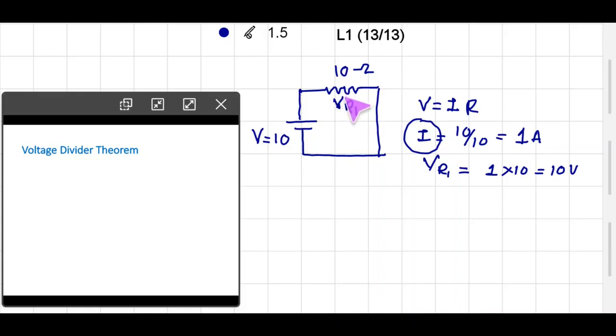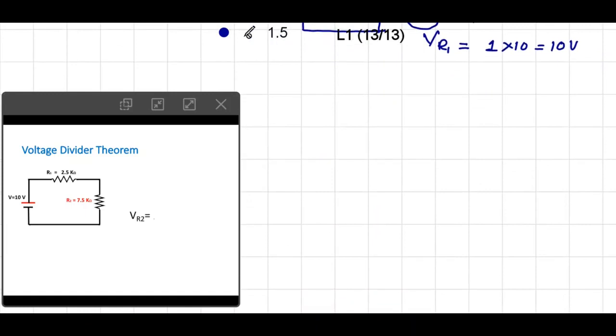But what about when more than one resistance is there? In that case, see here it is shown a circuit where V is equal to 10 volt, resistance R1 is 2.5 kilo ohm, and resistance R2 is equal to 7.5 kilo ohm. Now if you watch carefully, we have to find out the VR2. So how to find out the voltage in this case without calculating the current?